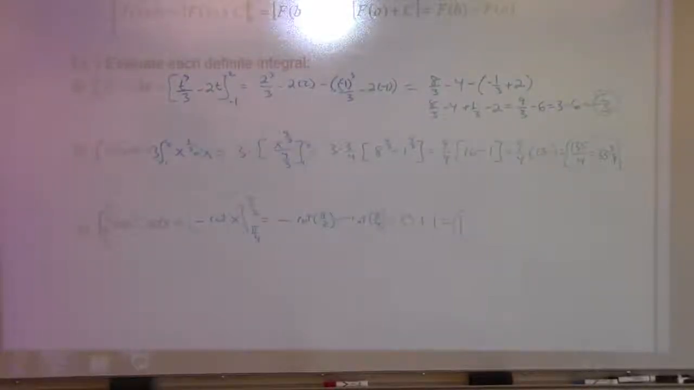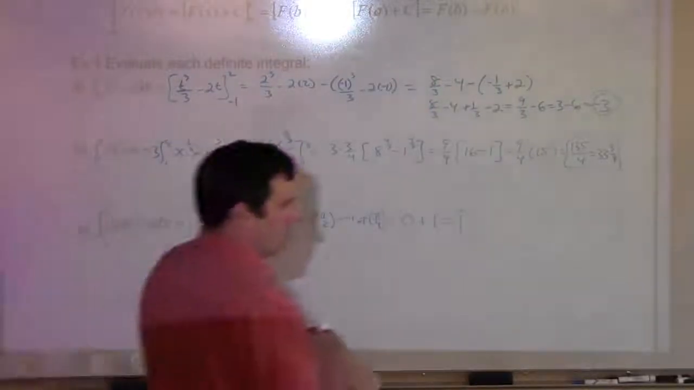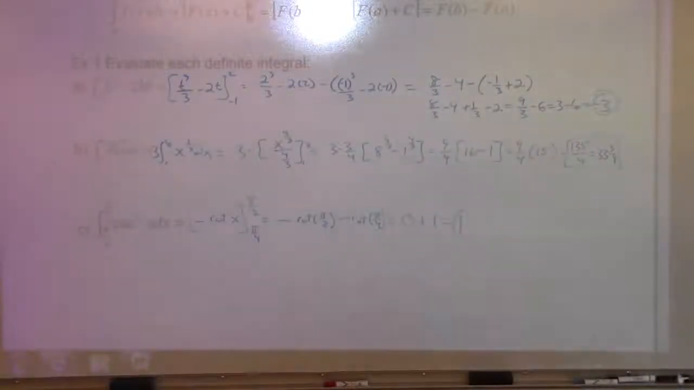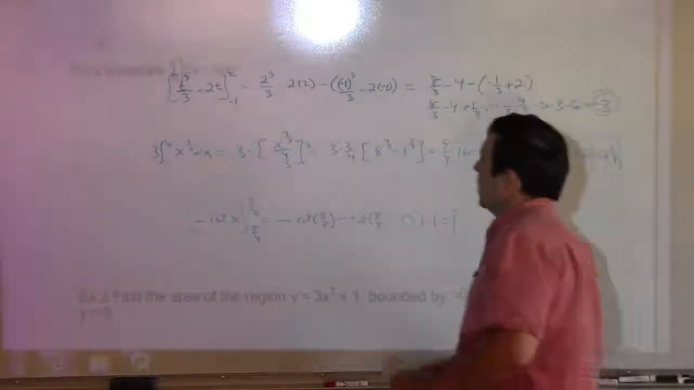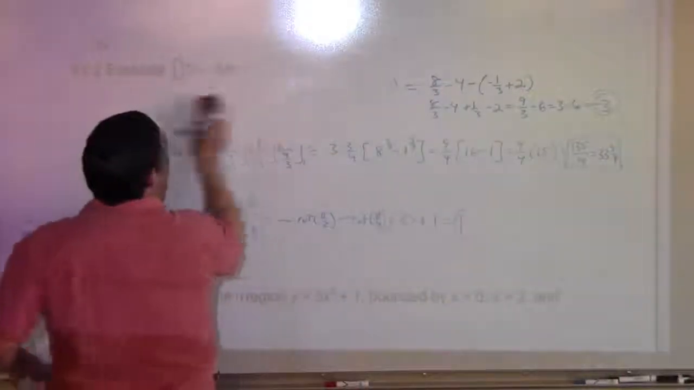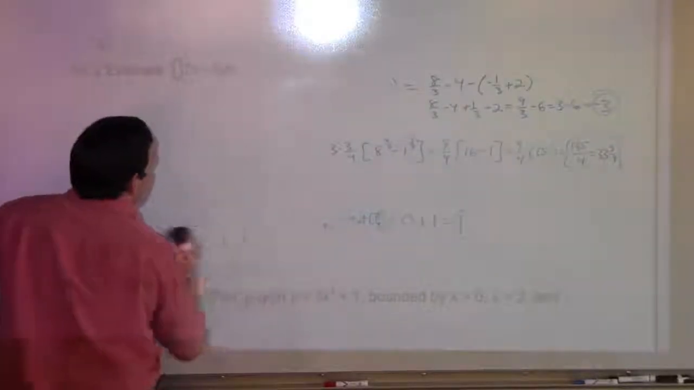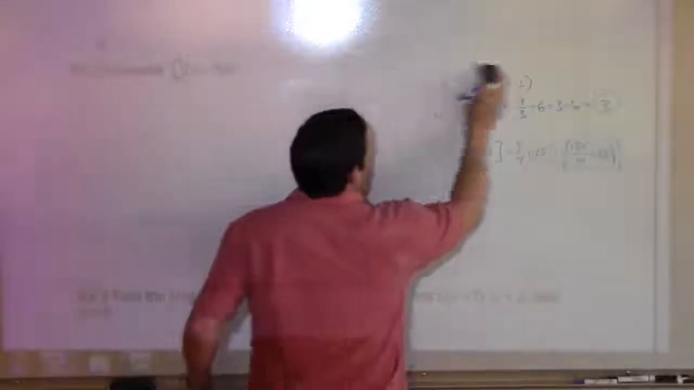Let's go on to page 2. Okay. Example 2 says evaluate the integral. We have the integral from 0 to 3 of the absolute value of 2x minus 3.